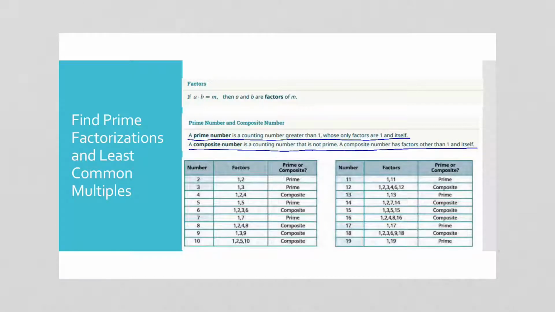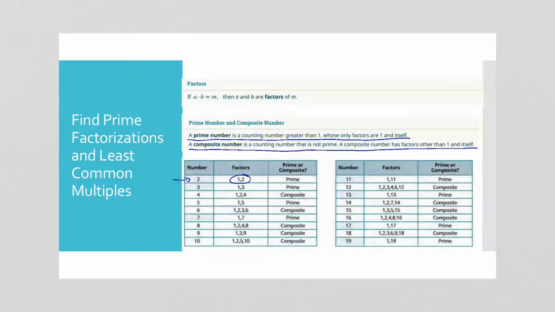And one thing I want you to notice here is that the only even number that is prime is 2. So 2 only has factors of 1 and itself, so it is considered prime. Take a look at 4. 4 has factors of 1, 2, and 4, so therefore it's composite. And every other even number after that is a composite number because it's divisible by 2.